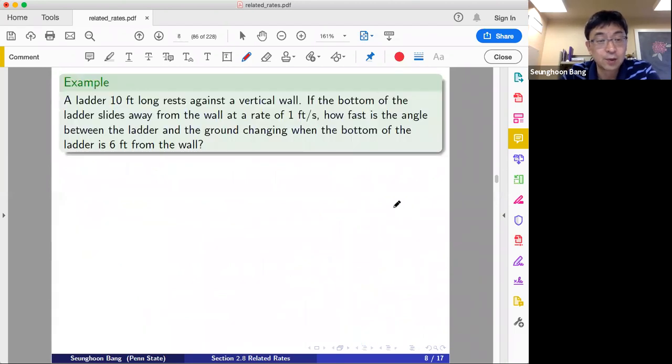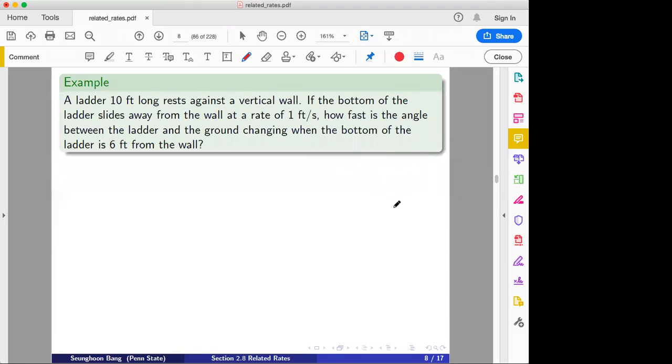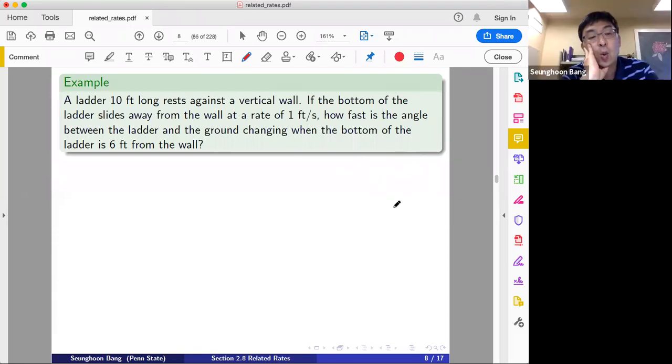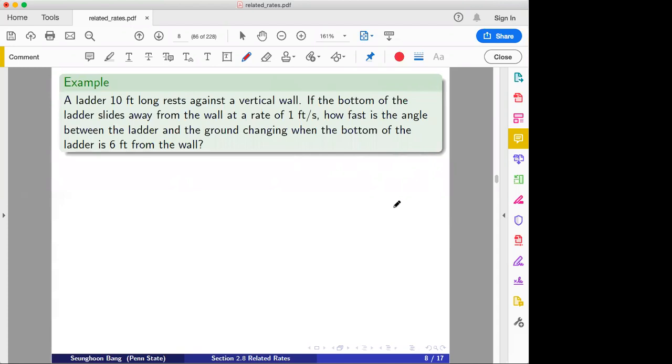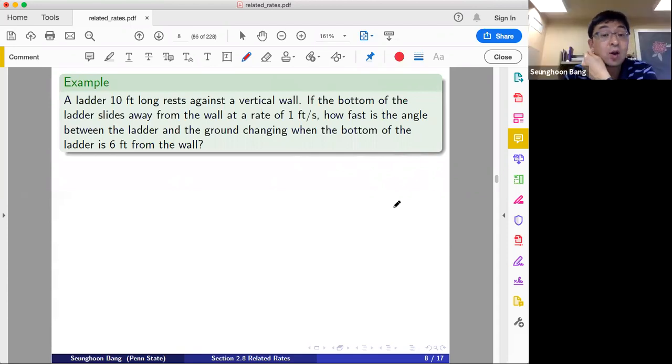The next example is very similar. A ladder 10 foot long rests against a vertical wall. The bottom of the ladder slides away from the wall at a rate of 1 foot per second, the same. The question is different: how fast is the angle between the ladder and the ground changing when the bottom of the ladder is 6 feet from the wall?